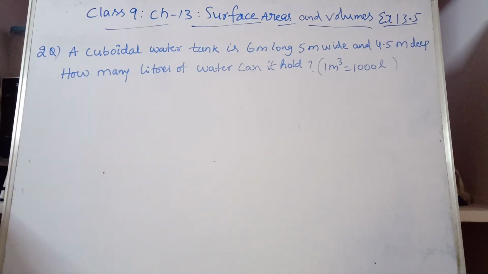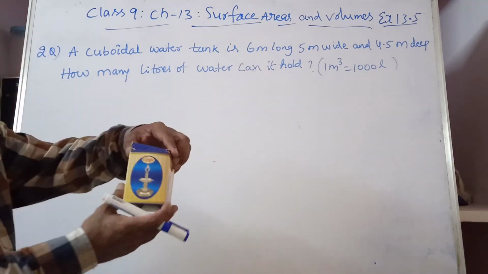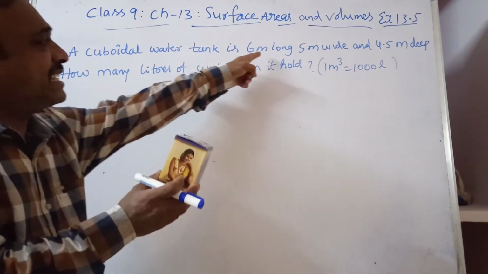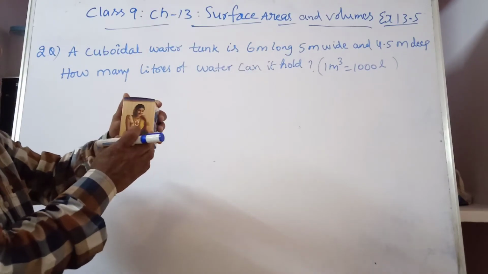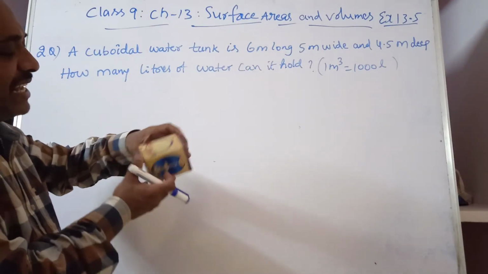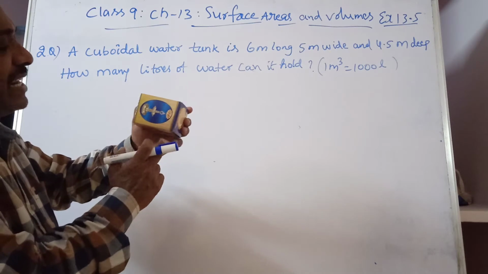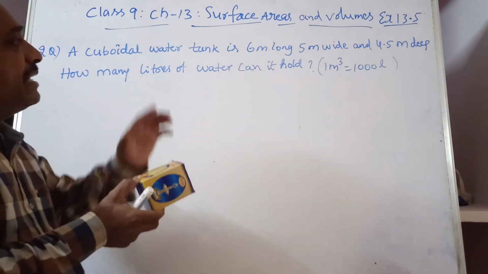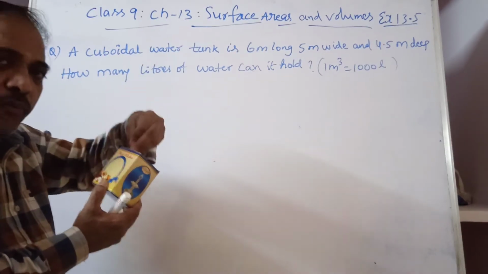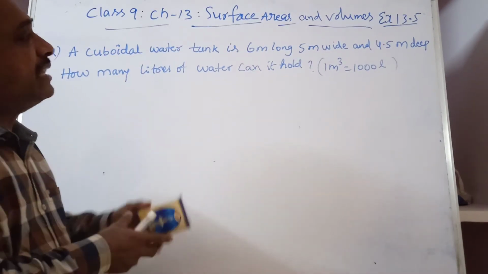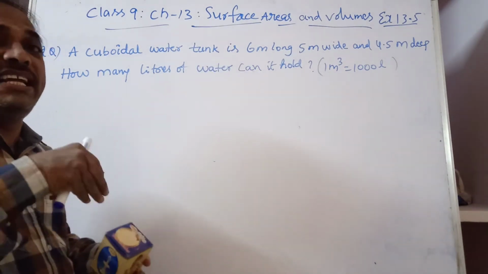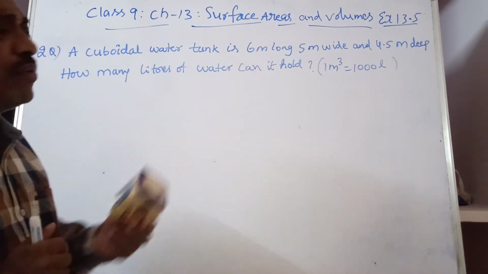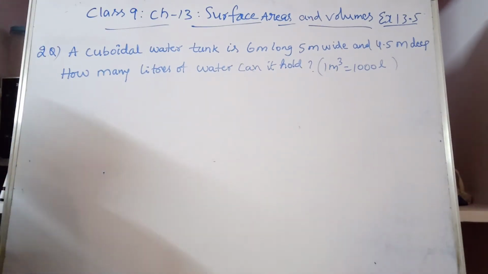Look at this. This is a cuboidal water tank, a cuboidal shape. Here it is 6 meters long, and if you open it like this, 5 meters wide and 4.5 meters height. If you can pour water inside, if it is a tank, then how many liters of water can it hold inside it? So the volume we have to find out, which is nothing but the capacity.